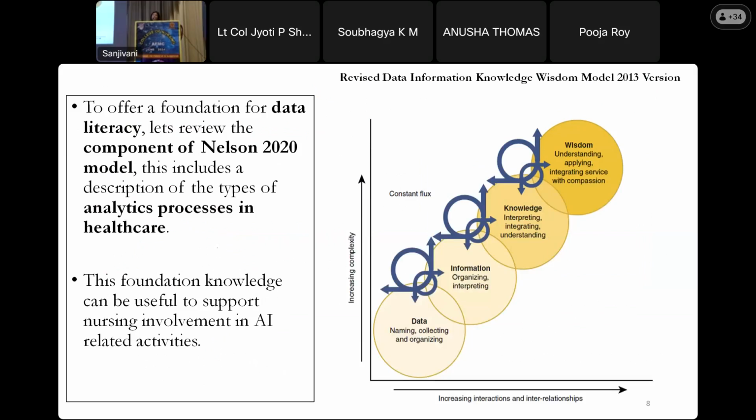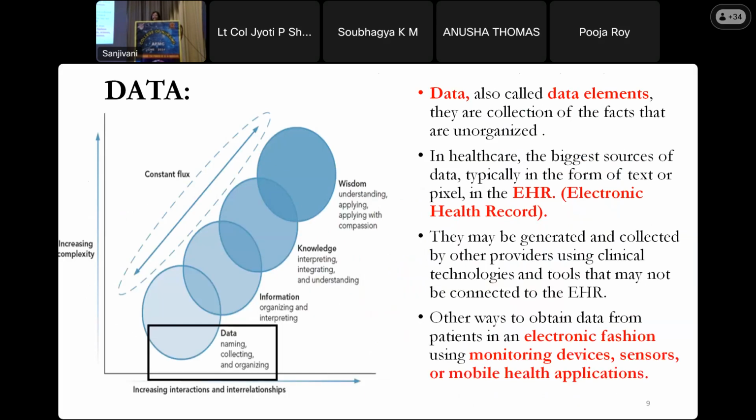To see, this particular model was given by Nelson in 22. I'm going to take you a little bit into the theory aspect of this. The first aspect is the data. Basically, it has four aspects: the data, the information, the knowledge, and the wisdom.